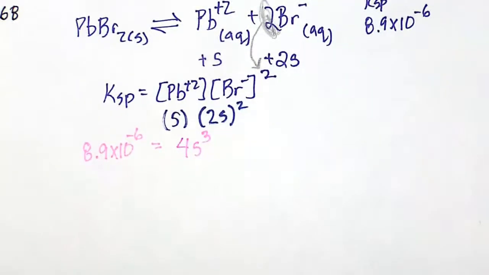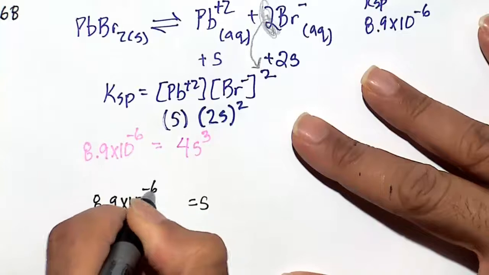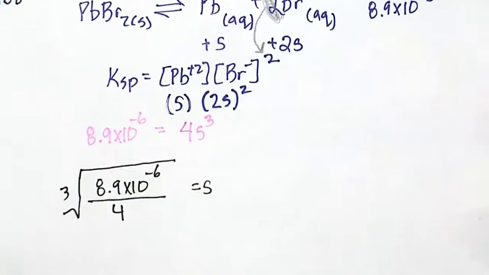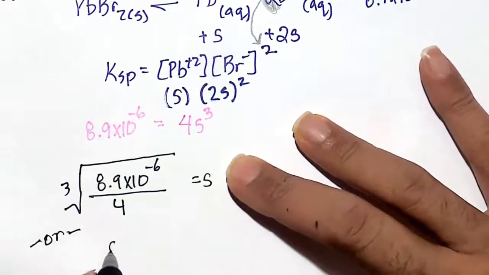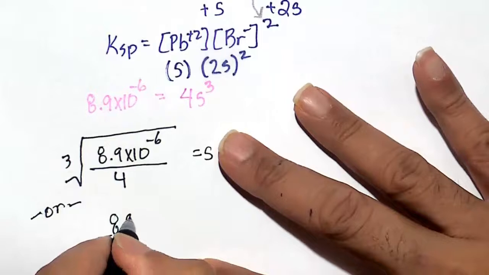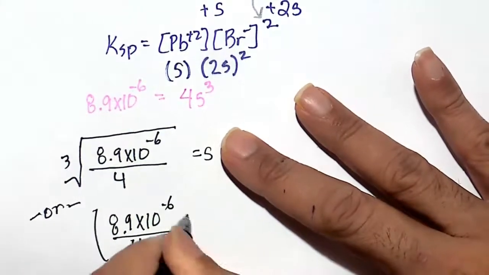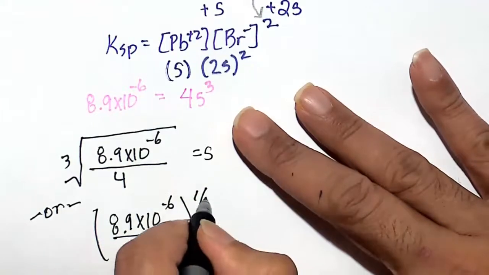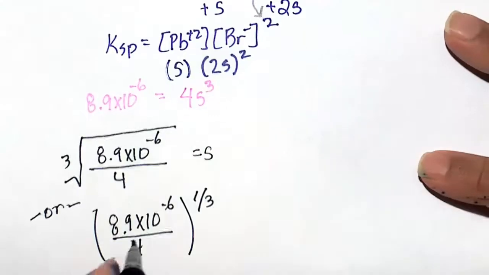So we have to solve for S. S, again, is solubility. So it's going to be 8.9 times 10 to the minus 6 divided by 4, and we'll take the cube root of it. Another way to do it is by taking 8.9 times 10 to the minus 6 divided by 4 and raising that whole fraction to the 1/3 power. So those are essentially the same expressions. They'll give you the same answer.